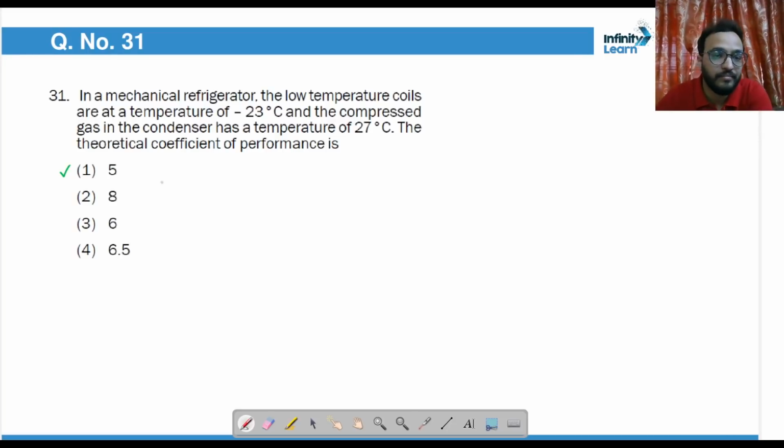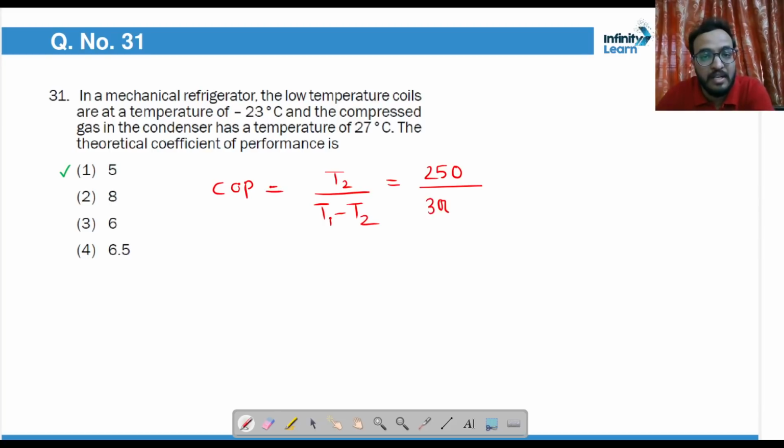Okay, now COP. What is the formula for COP? Can you tell me? The formula for COP is very simple. It is T2 upon T1 minus T2. T2 is the lower temperature. So it is 250 Kelvin upon 300 minus 250 Kelvin. Right? So it is 5. This is the COP, coefficient of performance for a refrigerator.